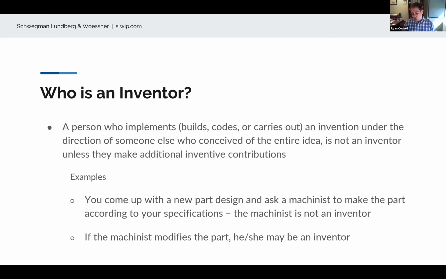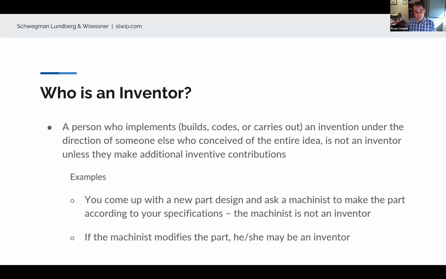Oftentimes when you're coming up with an invention or building a new device, application, whatever, there's more people to it than just the folks who conceived of the idea. You might have technicians, machinists, graduate students, postdocs who actually help to execute your invention in that they reduce it to practice. But it's important to remember that just because they had a hand in actually building your device or executing a method, that doesn't make them an inventor for purposes of US patent law. It goes back to simply being the person who conceived of the idea, not who builds it.